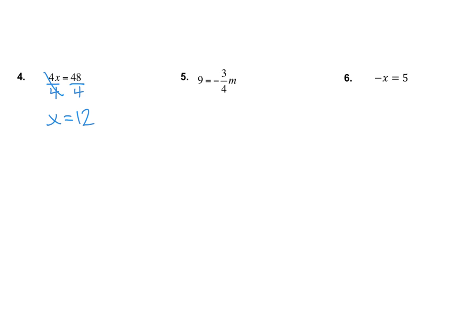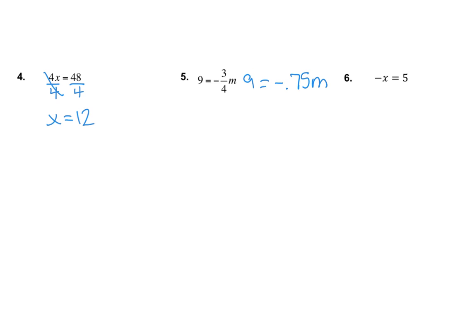All right, so number 5, we have 9 is equal to -3/4 m. So that -3/4, it's multiplying. You can do a couple of things here. We could change this into a decimal. Take -3 divided by 4, and I would have -0.75 then is equal to 9.